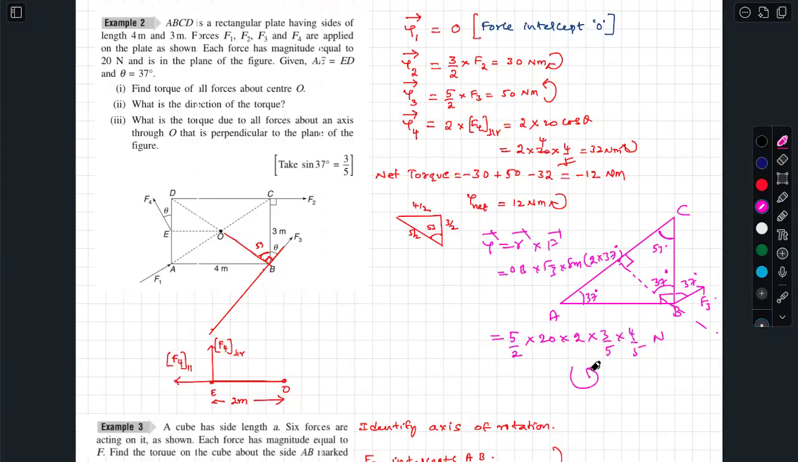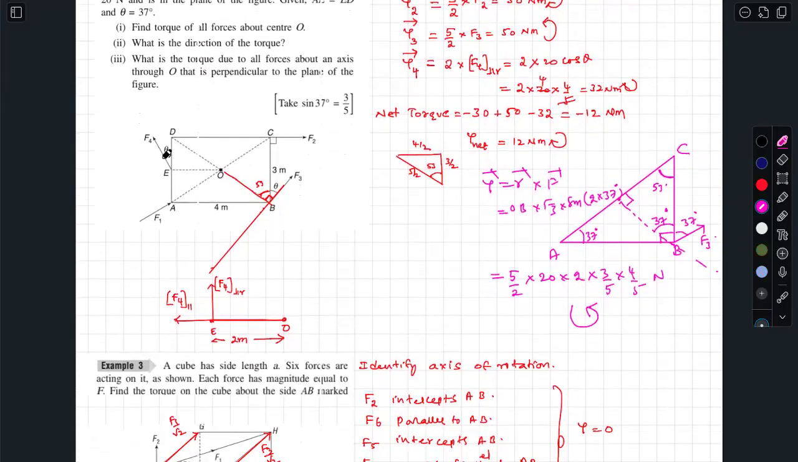And the tendency is anti-clockwise. I'm just asking you again, have you understood this? Dakshesh, our class students, have they understood my approach of determining the torque of F3 about O? Yes, sir. Right. Done, F3. F4 also has the same situation.